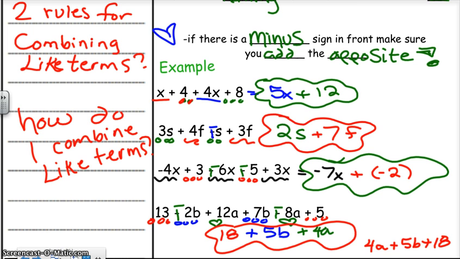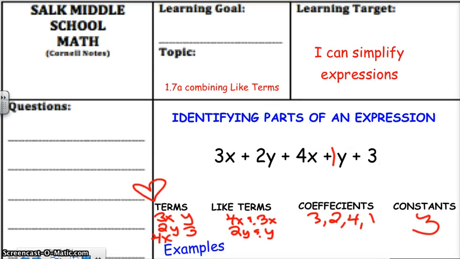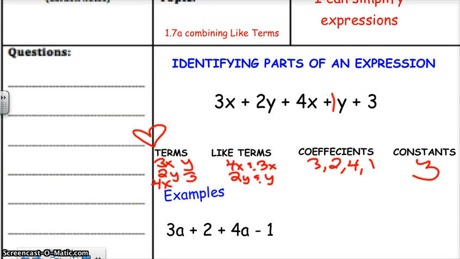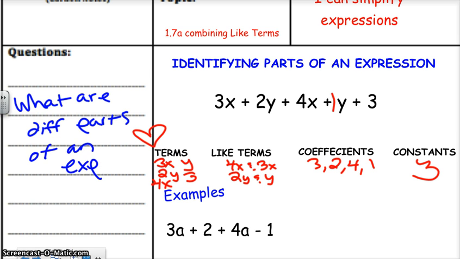Switch the page. We talked about identifying parts of an expression on this page. And that's about all we did. So I could say, what are the different parts of an expression? And we can answer it on the right-hand side by saying terms, like terms, coefficients, and constants. What are the different parts of an expression? The different parts are terms, like terms.